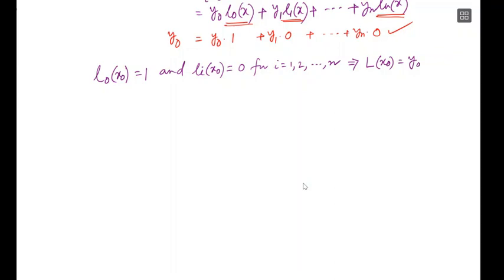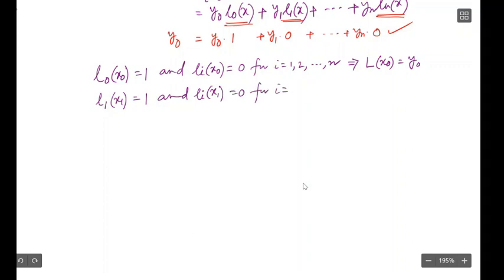Similarly, when we consider the value y1, that is L at x1, then we will take L1(x1) as 1 and the value of all other Li(x1) as 0 for i equals to 0 to n. If it happens, then L(x1) will be equal to y1.